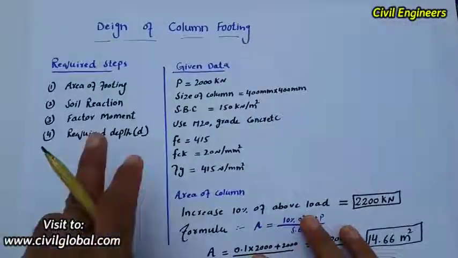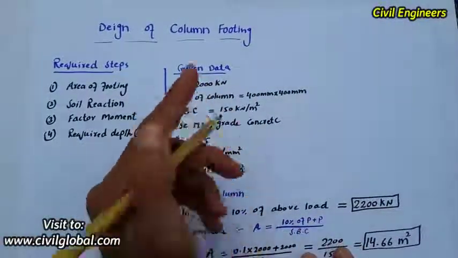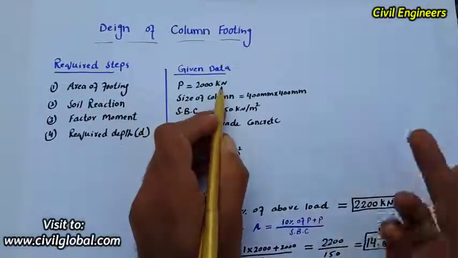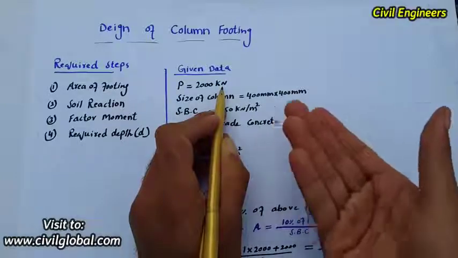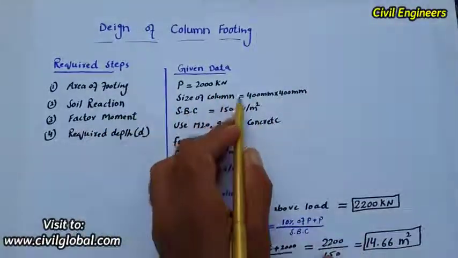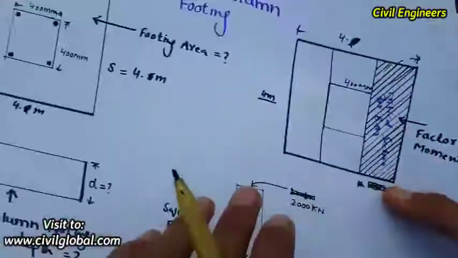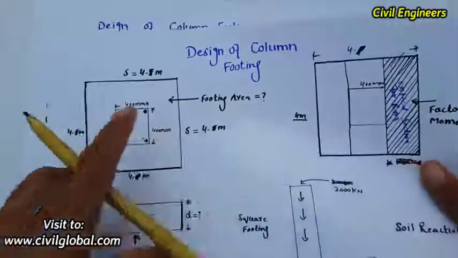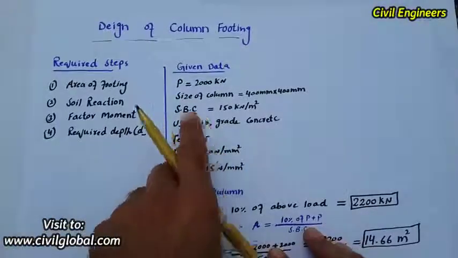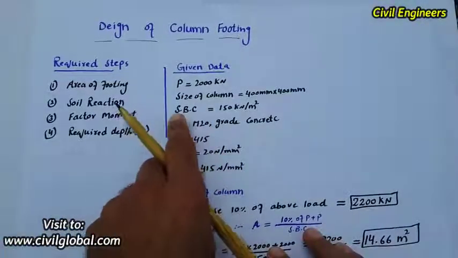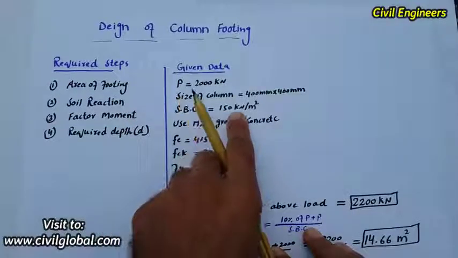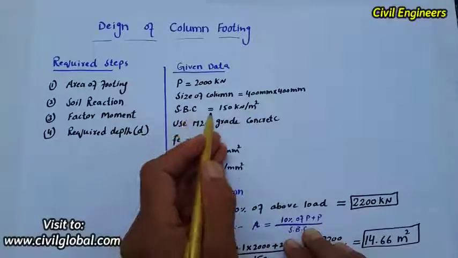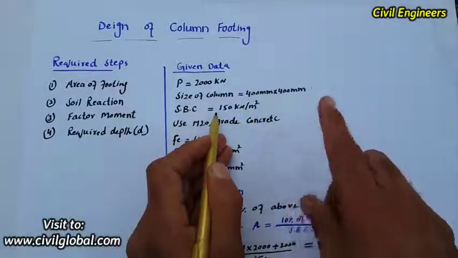Given data we require here: P, the applied load coming on the column, is 2000 kilonewton, and you are able to change it; you can put anything here. The size of the column, I've already told you, is 400 millimeter by 400 millimeter. And SBC, soil bearing capacity, is 150 kilonewton per meter square, and you are able to get the soil bearing capacity from the lab test.